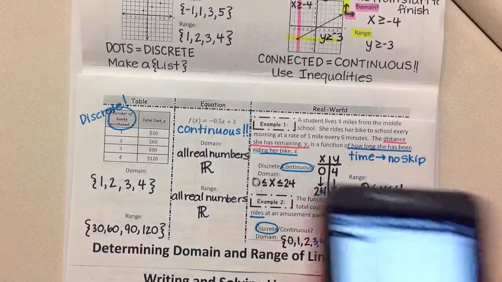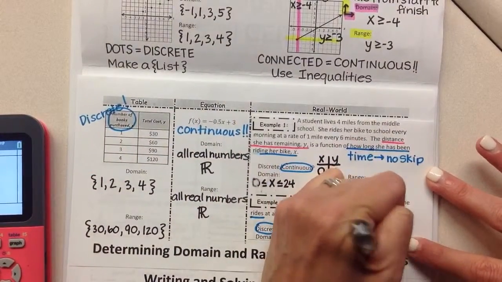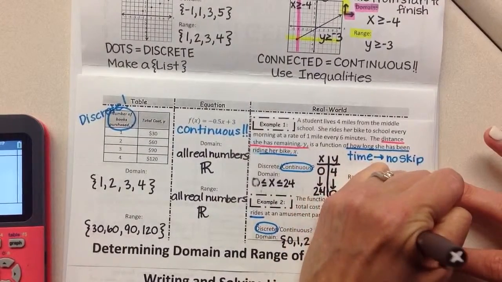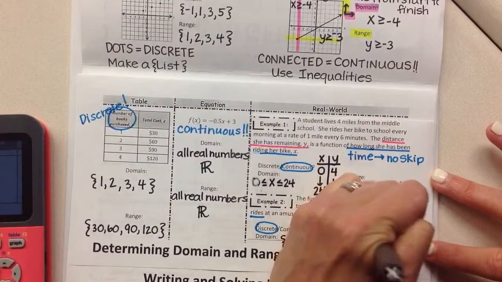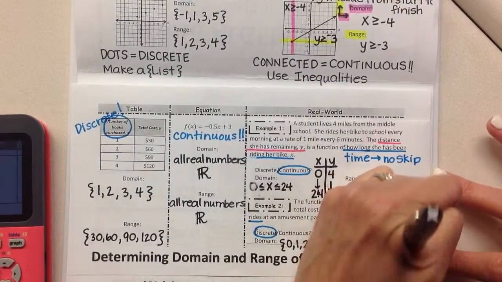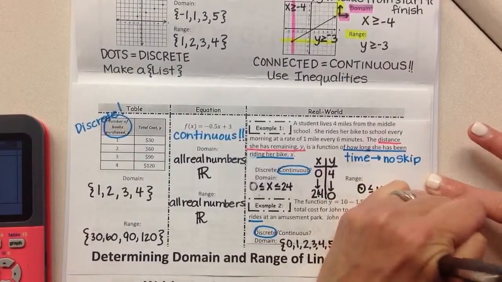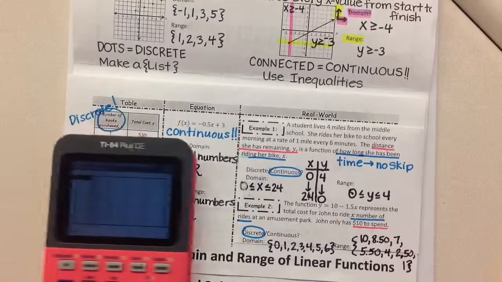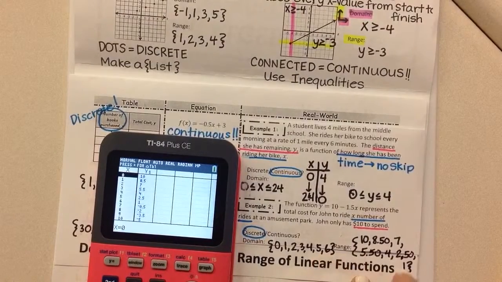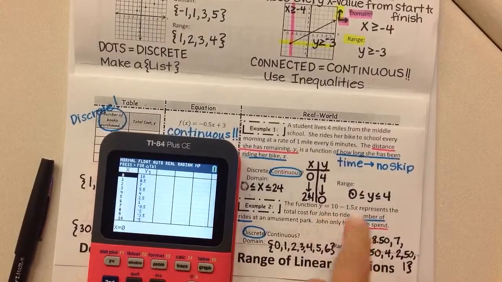Now I'm going to look at my range, and I'm going to list out all of the dollar amounts that he has left. So this is going to take a little bit of a list. He has $8.50. He has $7. He has $5.50. He has $4. He has $2.50. And then finally, he has $1 left. So that is it. He will have 6 rides, and at 6 rides, he'll have $1 left. He can't ride 7 rides, because he doesn't have enough to pay for the cost of the next ride, which is $1.50.